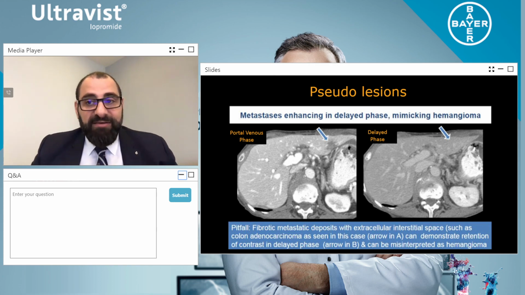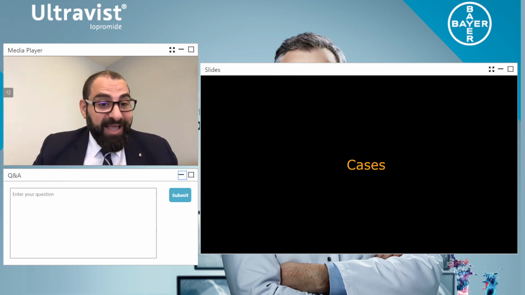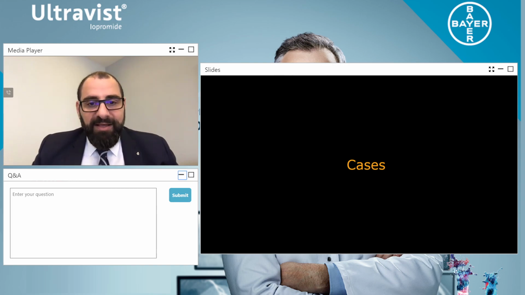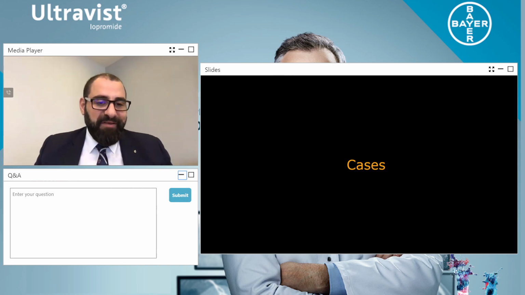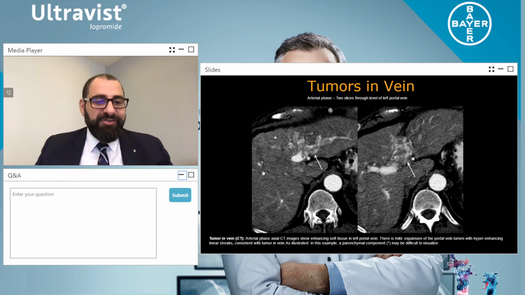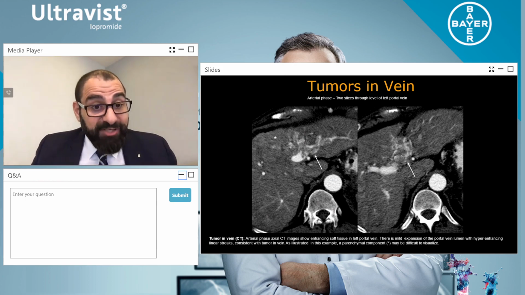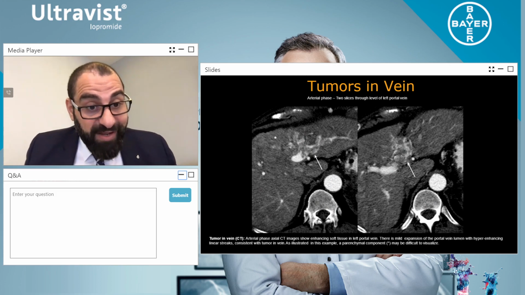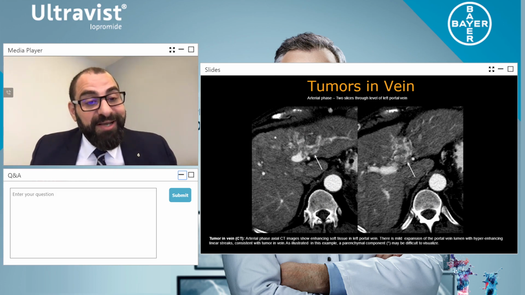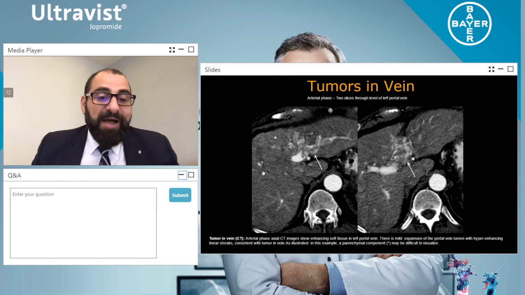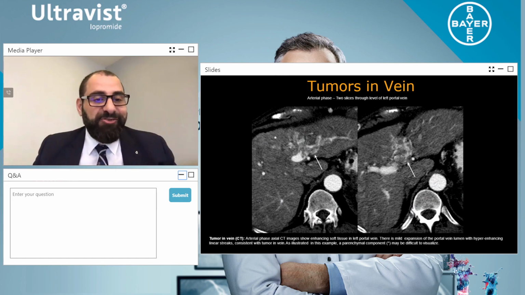So now we start our case history and our case load. Now, I want to look at tumors in the veins. Whenever you have lesions or tumors within the liver itself, tumors actually like to grow in the vascular structures, because this is where they have high abundance of oxygenation, nutrients, red blood cells, iron. This is what makes lesions enhance better.